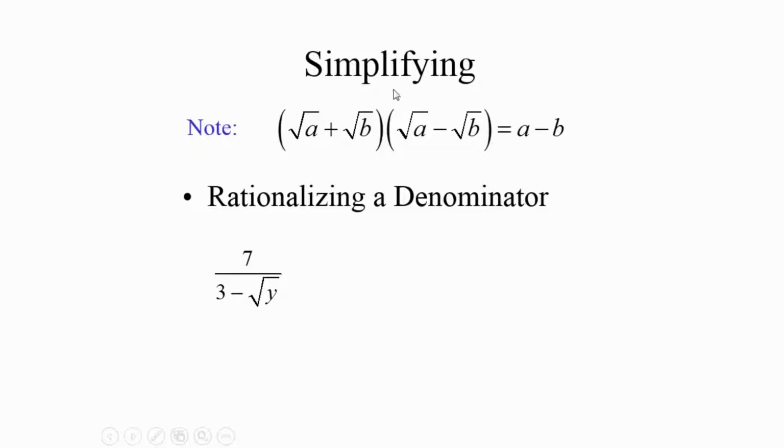Now this is a rule that we can use if the radical is a little bit more complicated than before. It says, let me show you, parentheses, the square root of a plus the square root of b times the square root of a minus the square root of b, that would be a minus b. Okay?